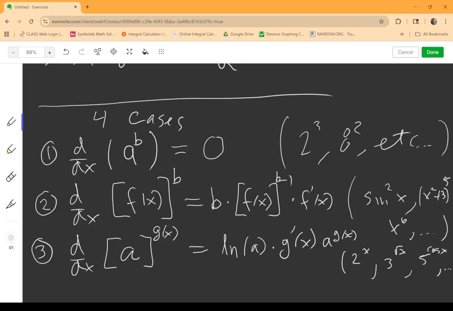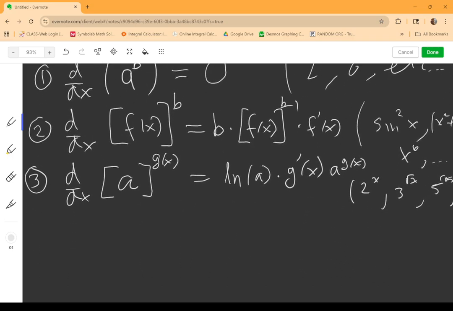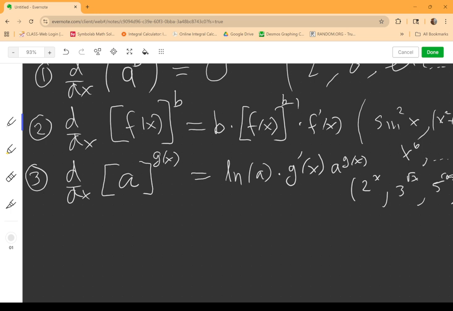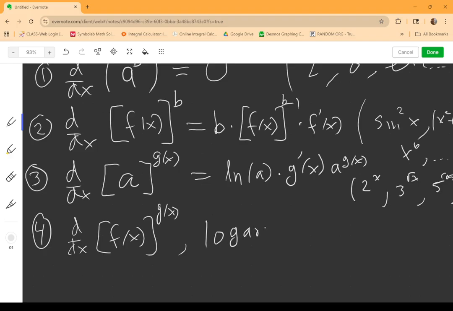Okay, and now the fourth case. The first three we've already done examples of, not necessarily in this class, but in our Math 1, and case 3 we've done in this class. But the fourth case is, well, what if they're both functions of x? What if both the base and the exponent is a function of x? In this case, I don't really have a general formula. This is going to take on the form of logarithmic differentiation.